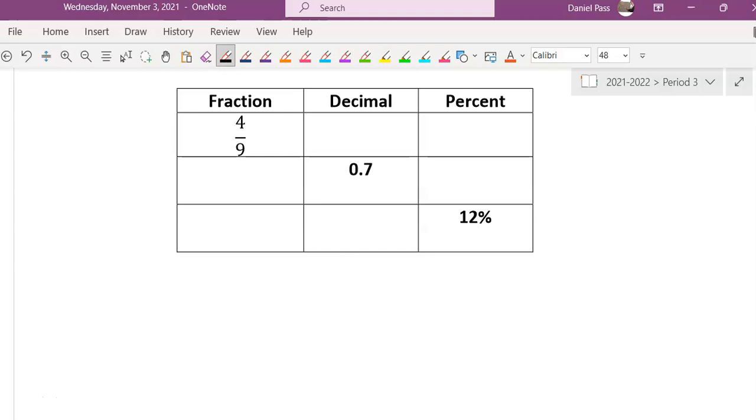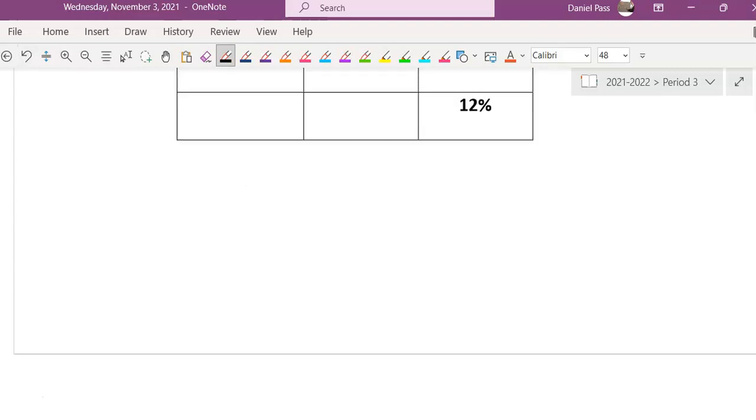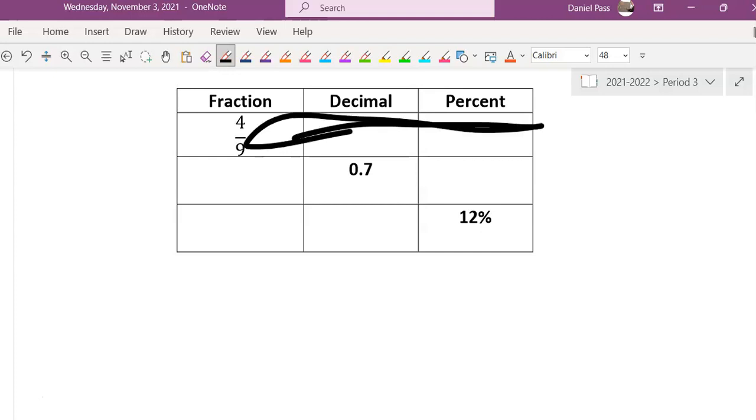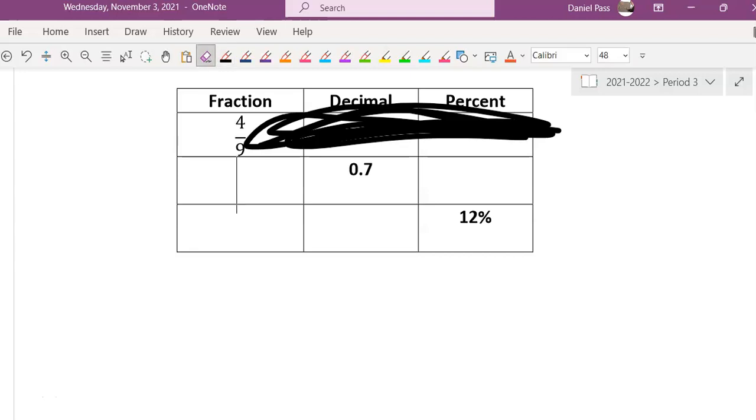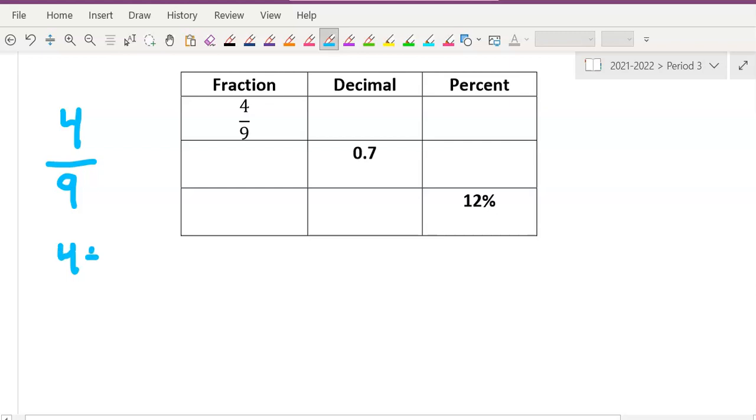First we moved the decimal. We started off with the middle one, but we went for the way better one, the 0.7. Let's do 4 ninths first, the first row. First you have to divide 4 by 9, because fractions are division. So we could write it like that. 4 divided by 9. What does that give us? 0.4 repeating, with a line over it. Correct.